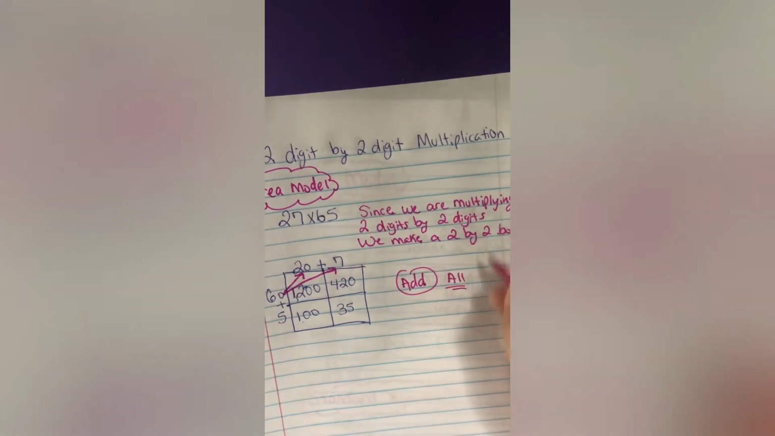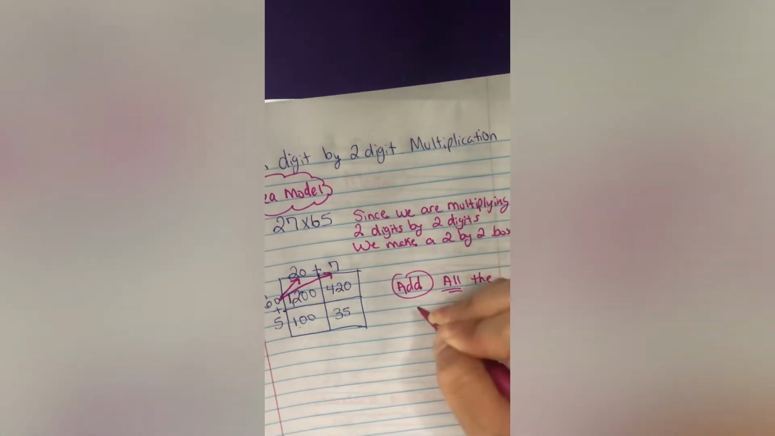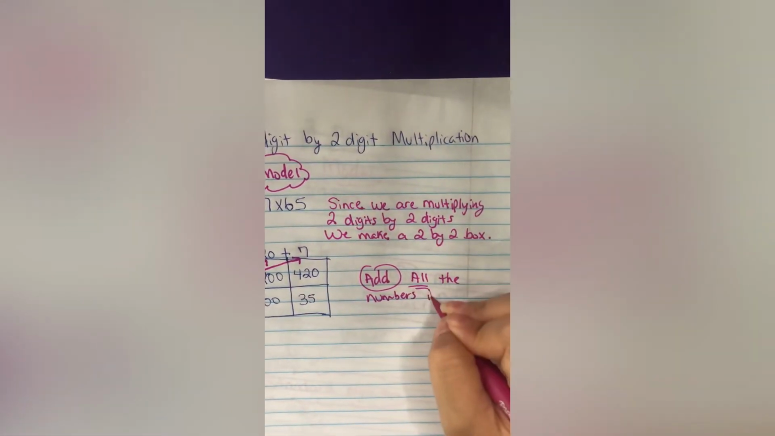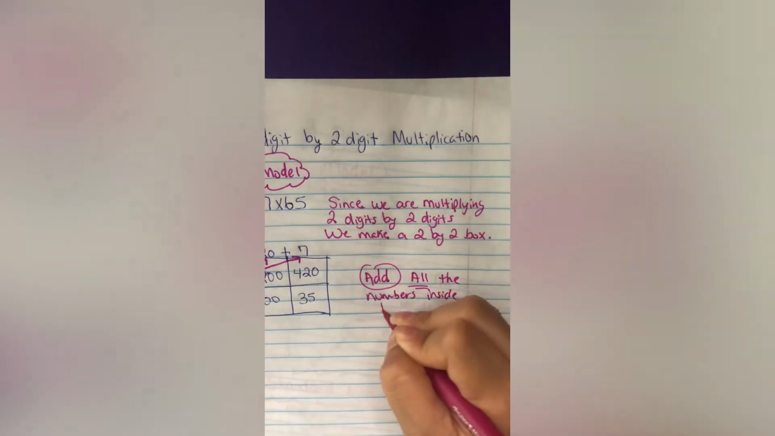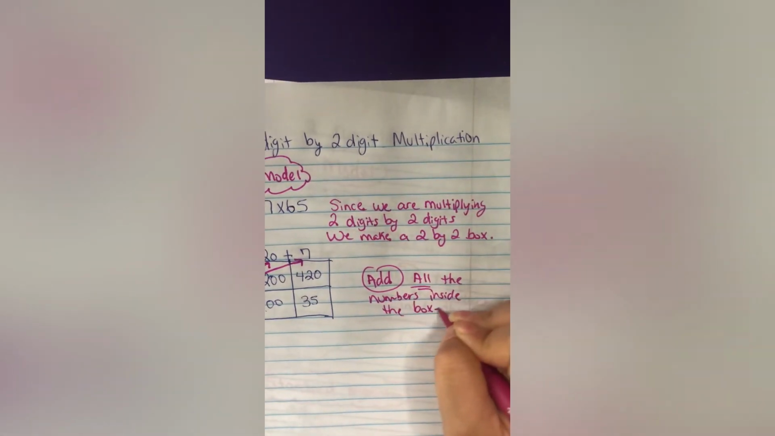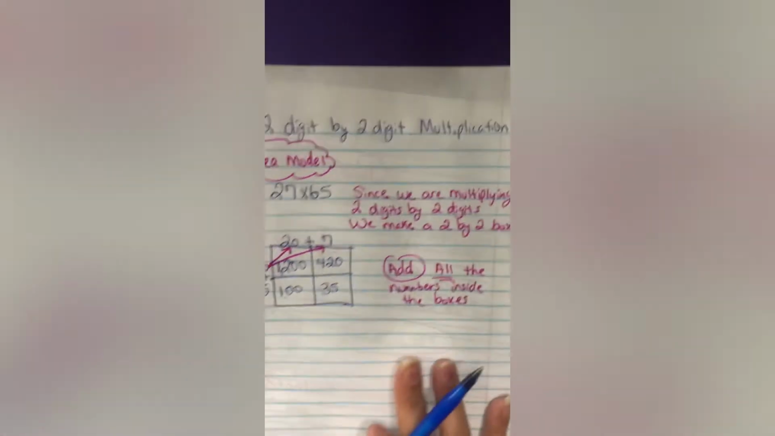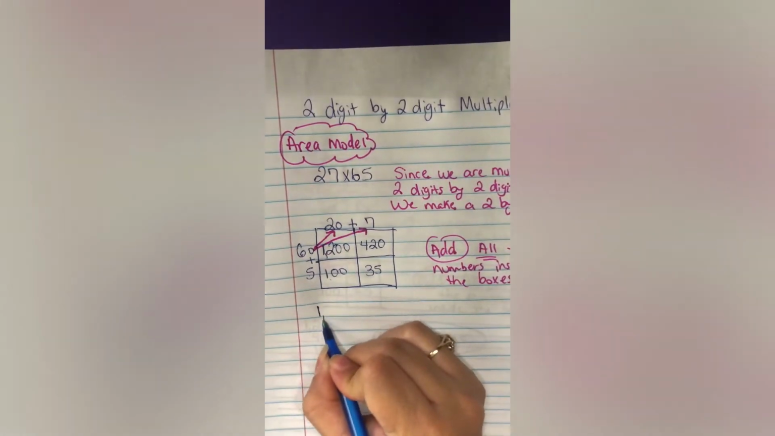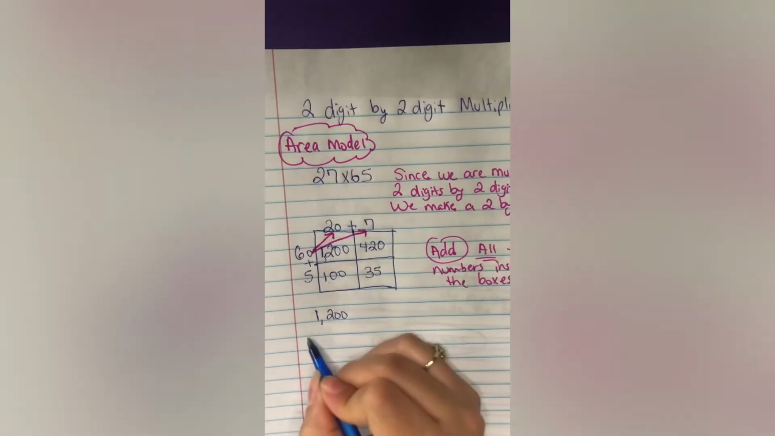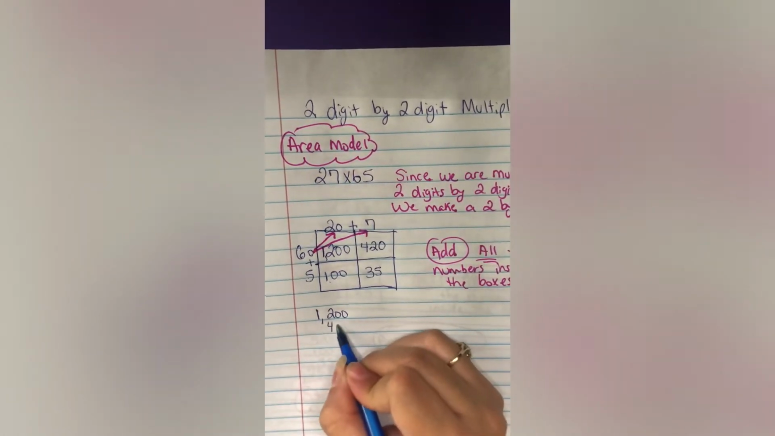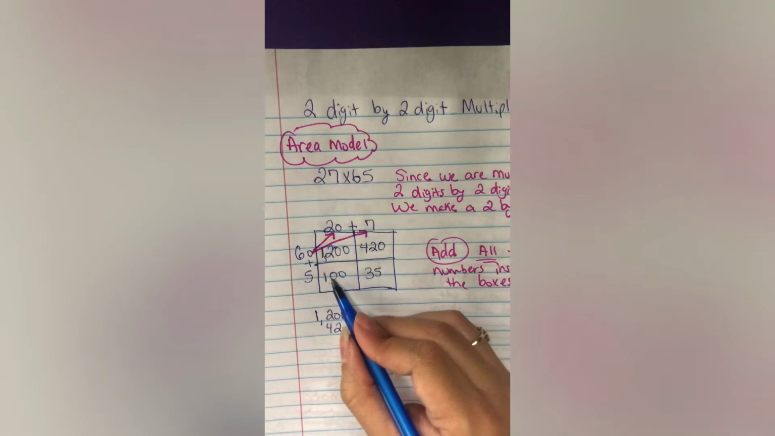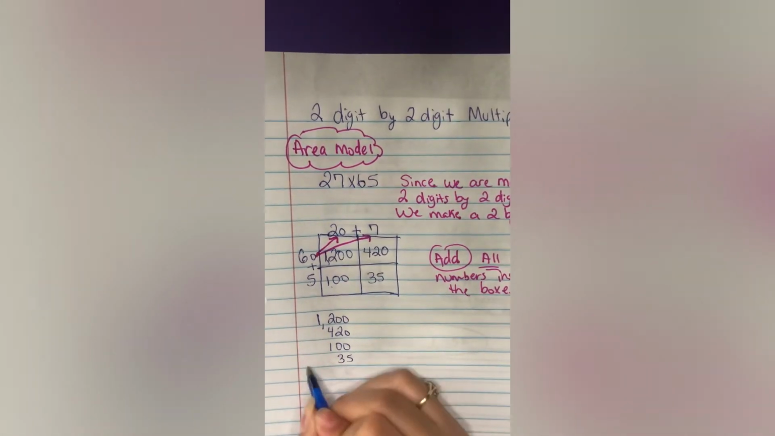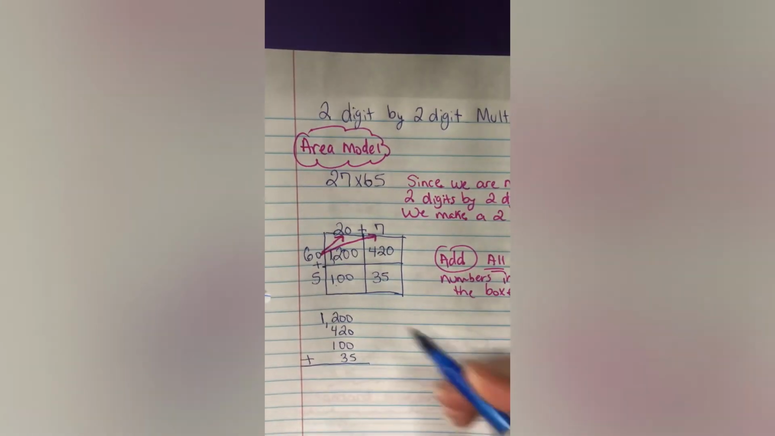So now we need to add all the numbers inside the boxes. So what do we have to do? Again, add. So we're going to put all these numbers down here, and we're adding 1,200, 420, and 35. Make sure that you line it up nice and pretty. So we're adding all those digits.